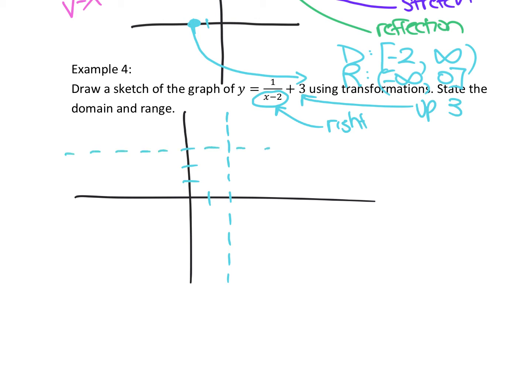Now, the normal rational function has branches. We call them branches. Where are they? Top right and bottom left, right? So if there is a negative in there somewhere, then they will flip. Is there a negative in that one part? No. So that just means my branches are still in the sections that I would expect them to be in.